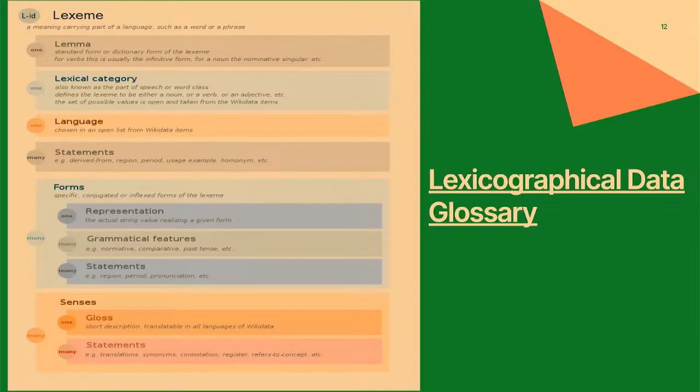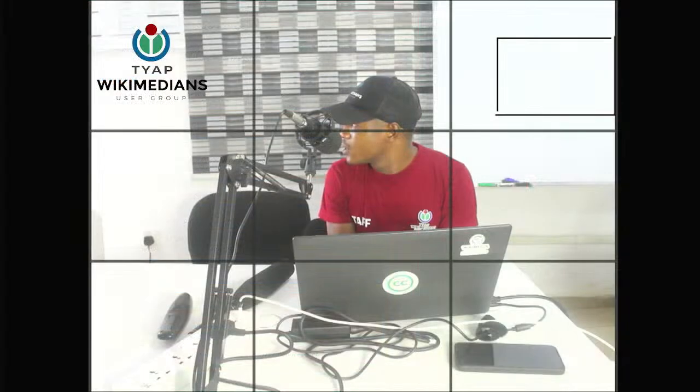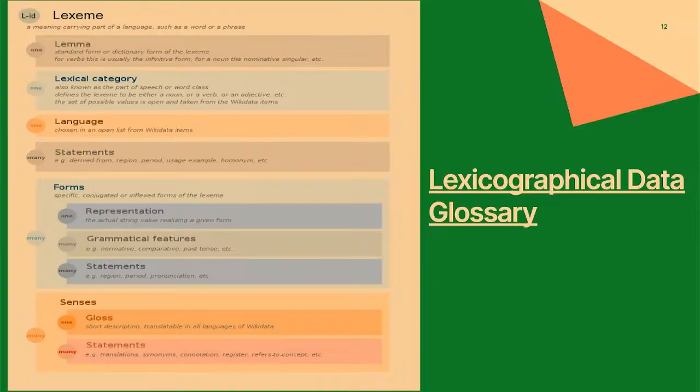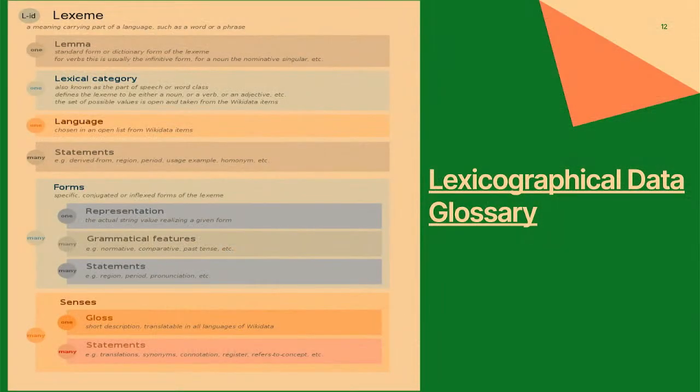So you have to tell the edition, is it a present tense? Is it singular? Is it plural? They are all grammatical features, both the plural, singular, past tense, and so on. Now, under the forms, we still have statements, e.g., region, period, pronunciation, etc.